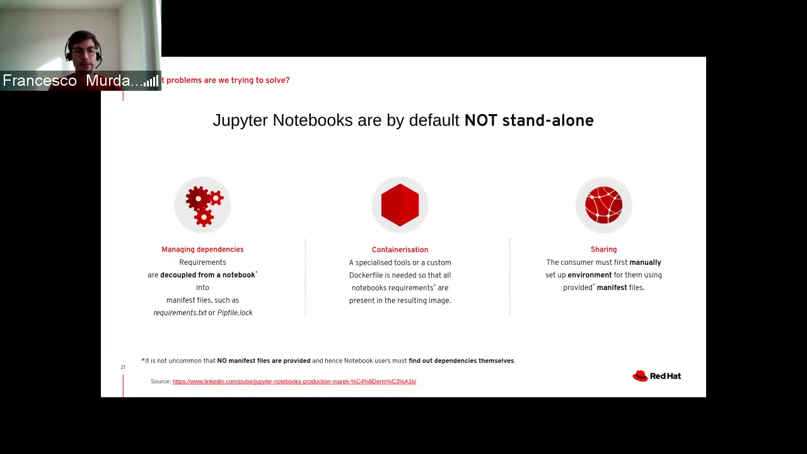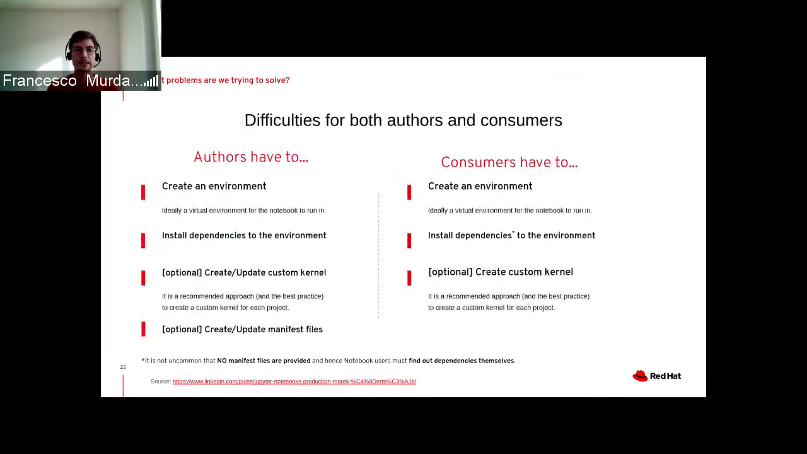And last, when someone wants to consume this package, they're not able to do that unless you provide them with all the manifest and everything that was related to that environment. So to summarize a bit, what are the difficulties for both the authors and consumers, and what kind of task should be considered in order to help them in achieving this goal?